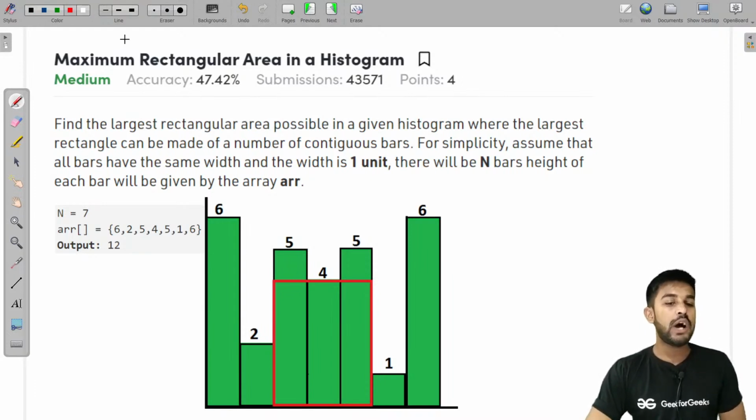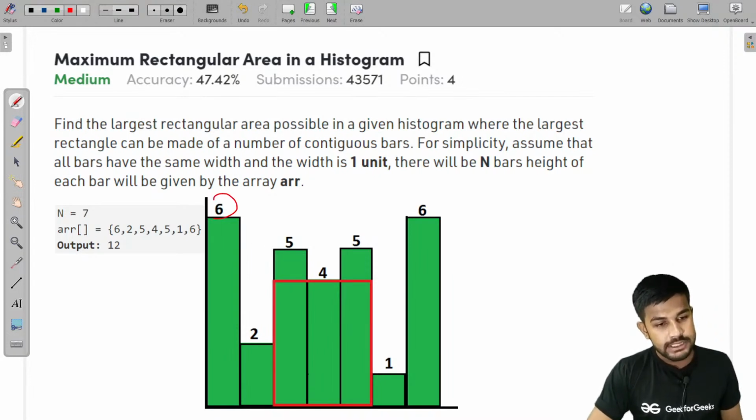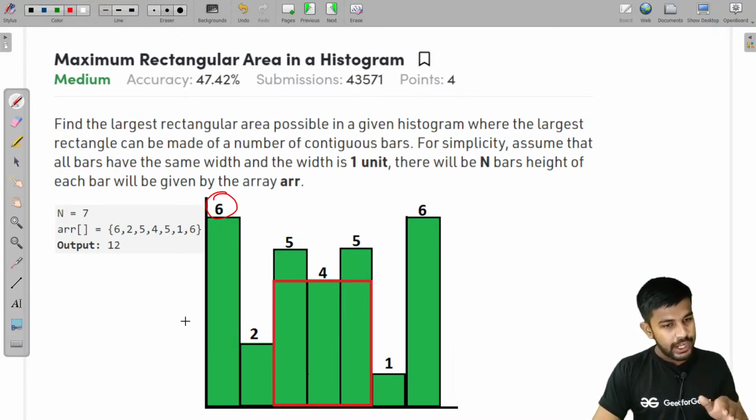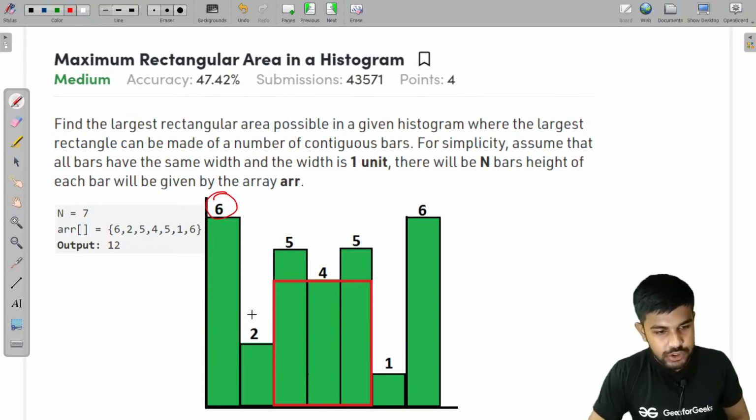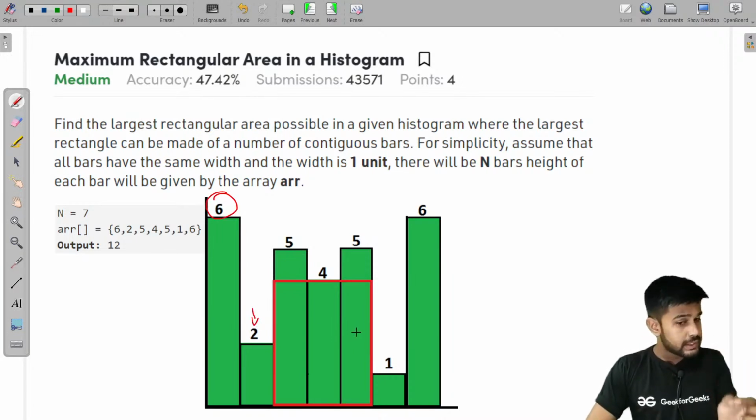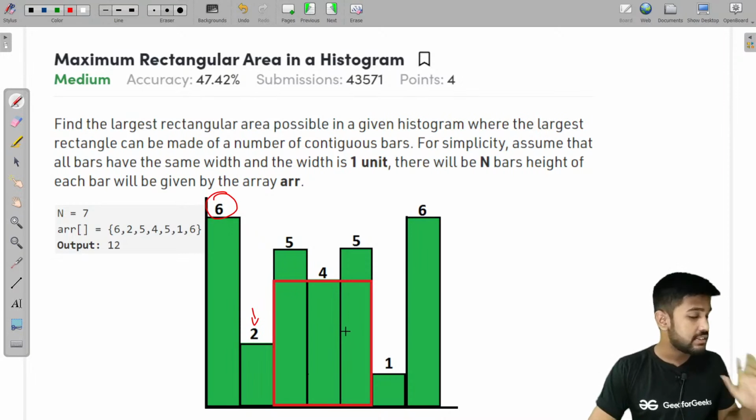Now we need to see. Suppose this is 6. The next smaller element on the right hand side is 2, this one, but the next smaller element on the left side, there is nothing.